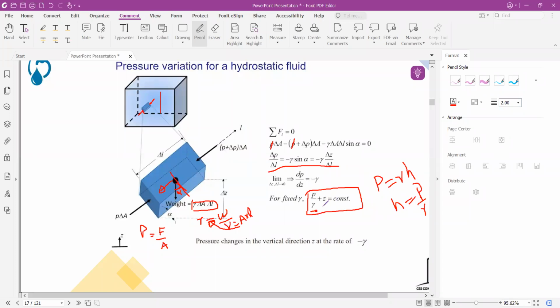And Z is showing the elevation head. So from this equation, you can identify that in the vertical direction, in the downward direction, as we go in any type of fluid, the pressure increases in the vertical Z direction at the rate of minus gamma.